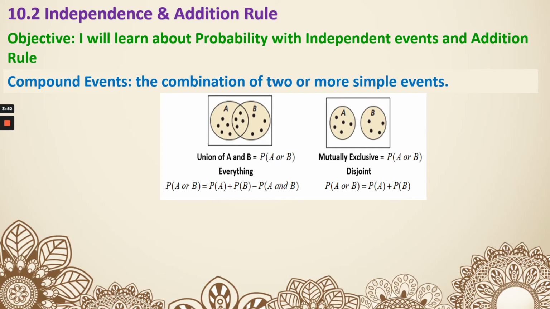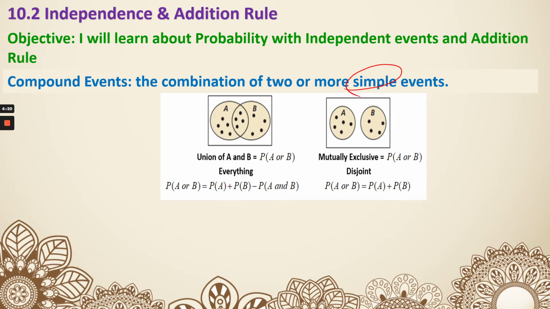Next, we're going to talk about compound events. A compound event is a combination of two or more simple events. Simple events are things that happen that are pretty easy to deal with, like rolling a die, or picking a red ball out of the bag, anything that deals with just one thing. Now we're going to deal with compound events, which means several of these little things happening, either at the same time, or independently.